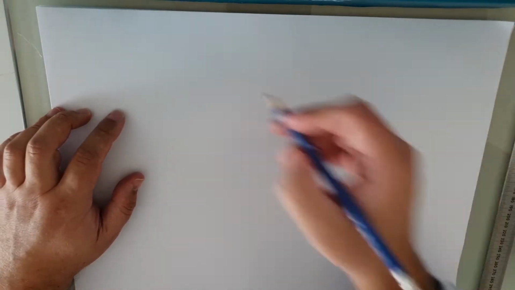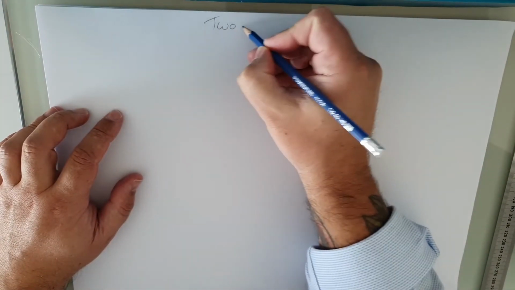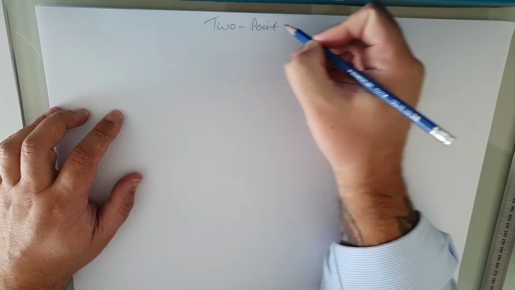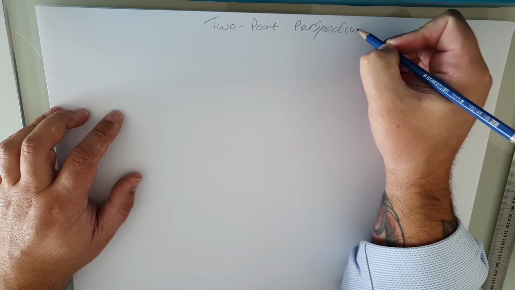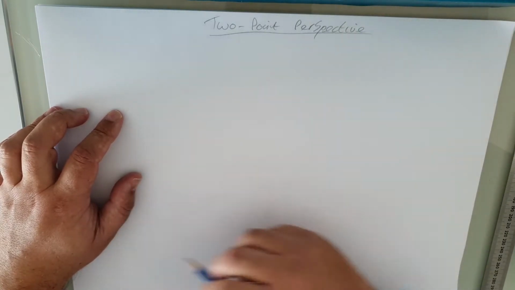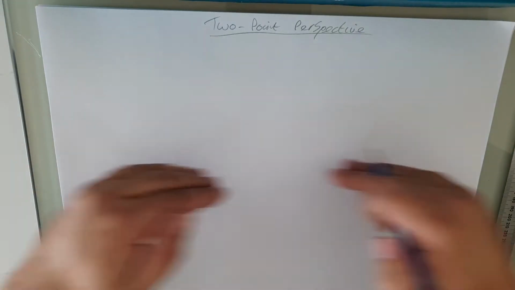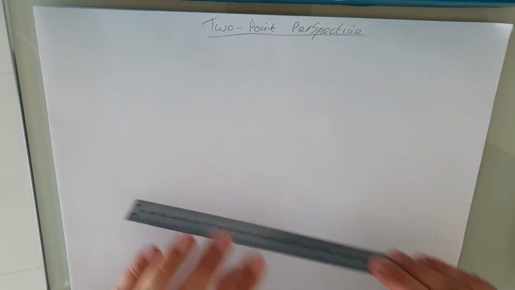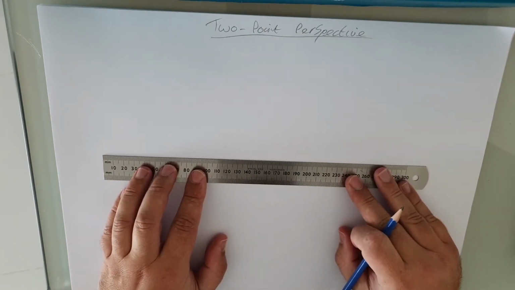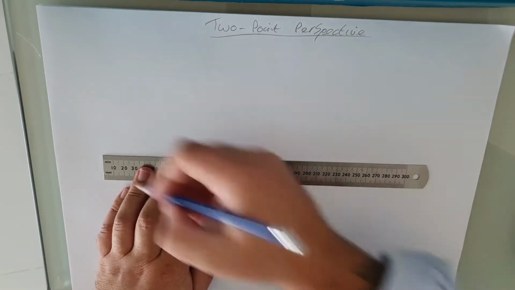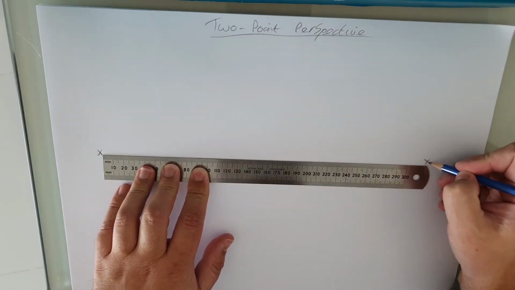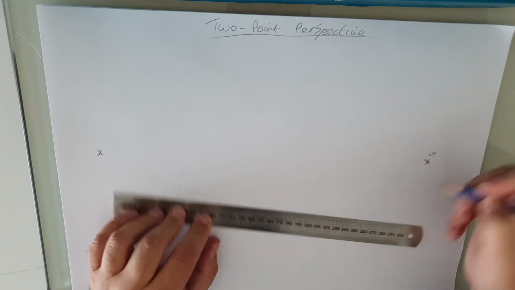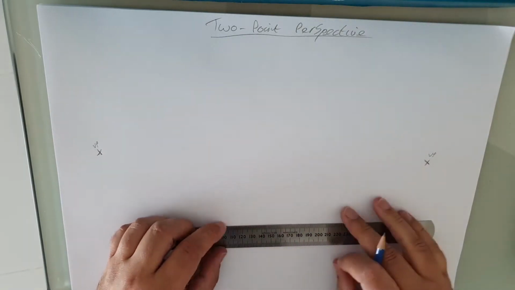In this video, I'm going to show you how to do 2-point perspective. So, halfway down our page, we want 2 vanishing points. So mark these out, they should be pretty much level. So these are vanishing points.